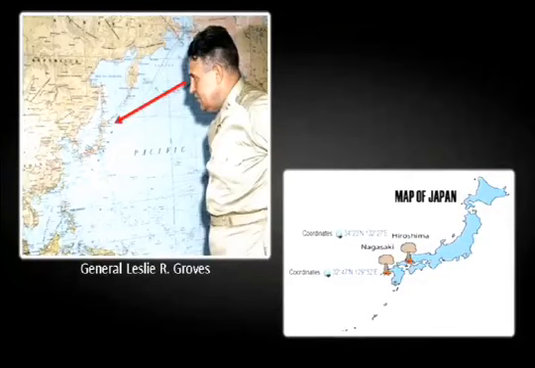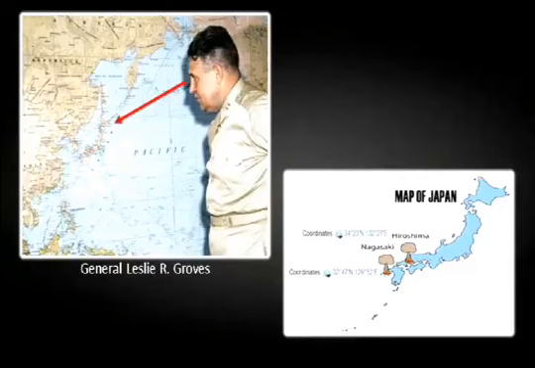These were huge, huge undertakings. This picture right here shows General Groves just a couple weeks before the bombing of Hiroshima and Nagasaki. This is a propaganda picture that was put out to scare the Japanese, particularly the Emperor of Japan. It shows him looking at a world map, specifically the Pacific Ocean area, and if you notice, his eyes are looking at the island of Japan.